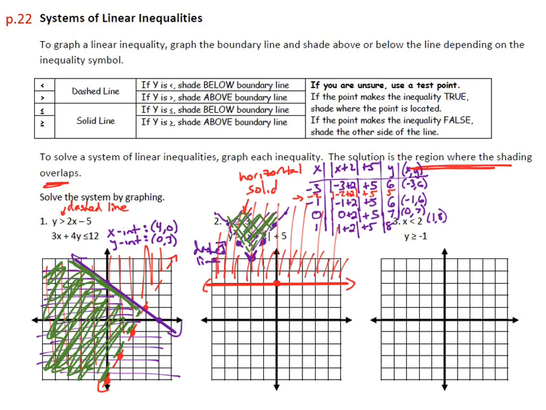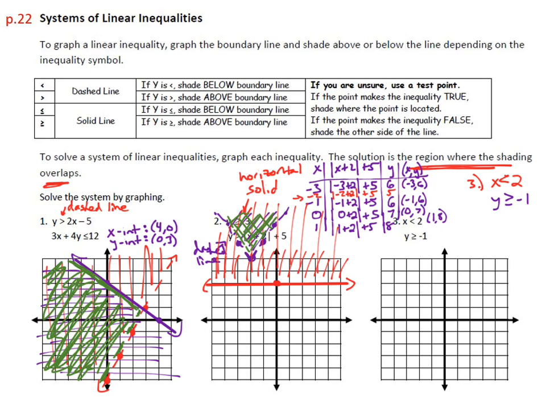All right, so let's look at number 3. This one's a little bit more simple, and I'm going to rewrite this one just because it got covered up by our table. We have x is less than 2, and then we're also going to have y is greater than or equal to negative 1.